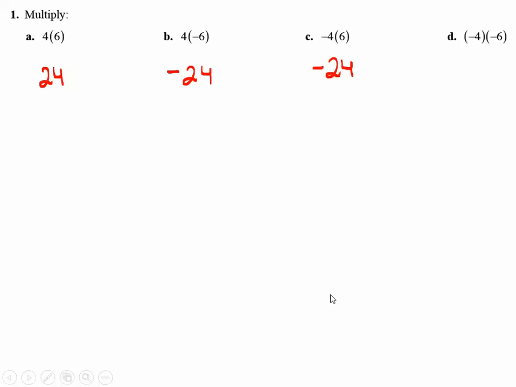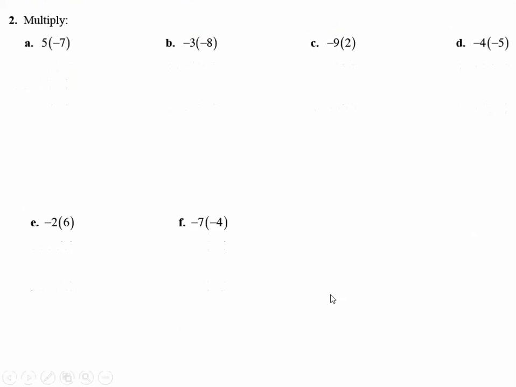On D, both of them are negative, therefore it will give you a positive. So how about a positive 24 for that? And again, because they were both negative, they both have the same sign, therefore it turned out to be a positive answer. Okay, jumping to some more problems here. Again, try it yourself if you can go ahead of me.